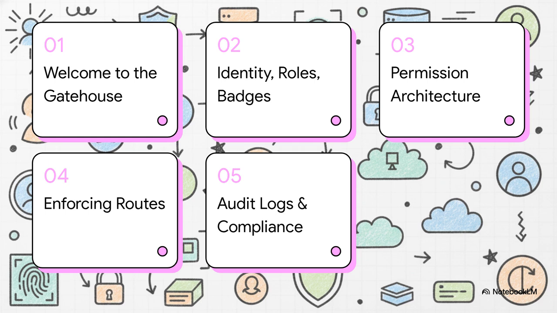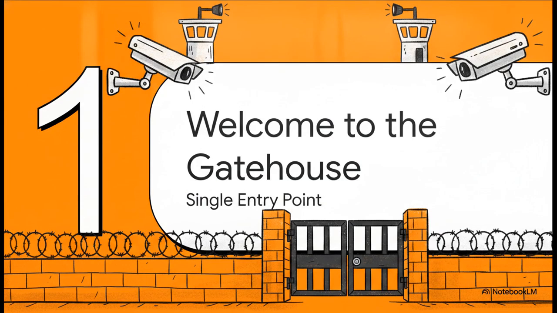Okay, let's dive right into this roadmap so you know exactly where we're headed. We'll start with Welcome to the Gatehouse, then move on to Identity, Roles, and Badges. After that, we'll hit the three-tier permission architecture, look into enforcing roots and mutations, and wrap it all up with audit logs and compliance. Kicking things off with Section 1, Welcome to the Gatehouse.